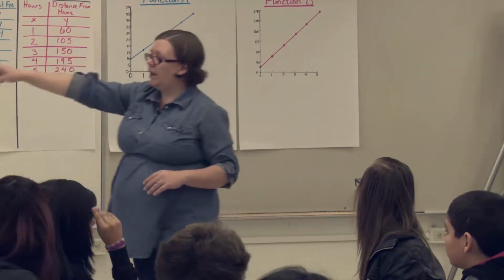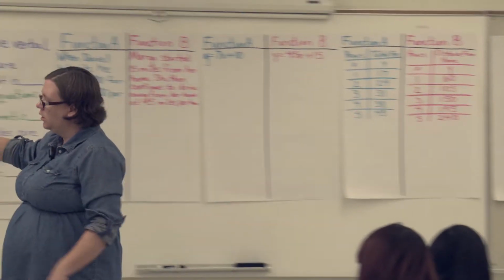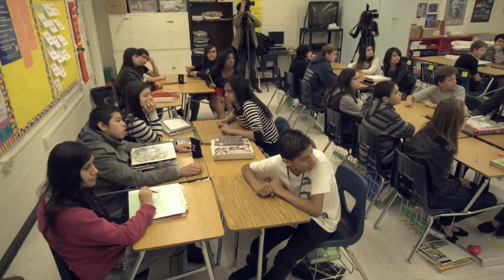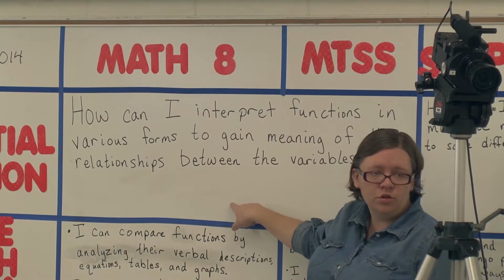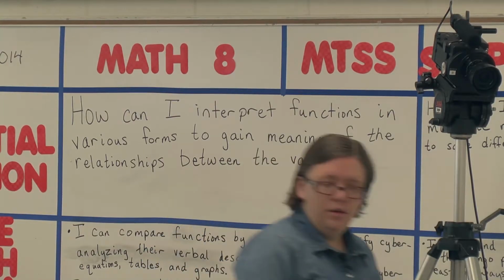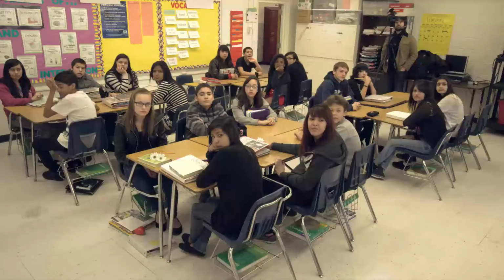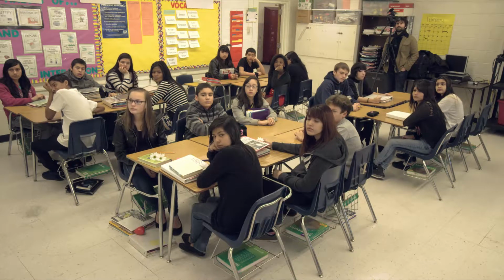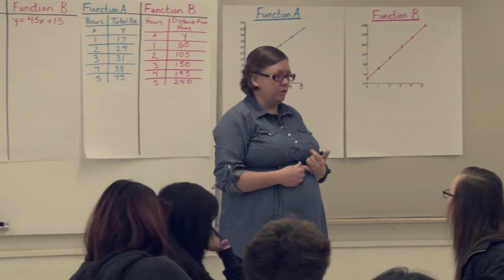Today, we have an essential question that we've been working on, and we have some new core math ideas that we're talking about today. Do I have a volunteer to read the essential question? Caesar: How can I interpret functions in the various forms to give meaning of the relationship between variables? So we're looking at, again, functions and how those variables relate to each other.